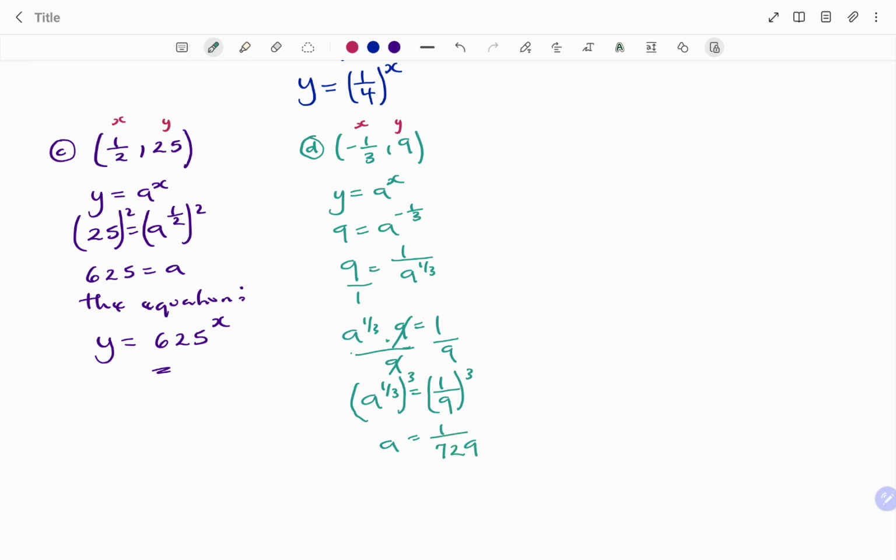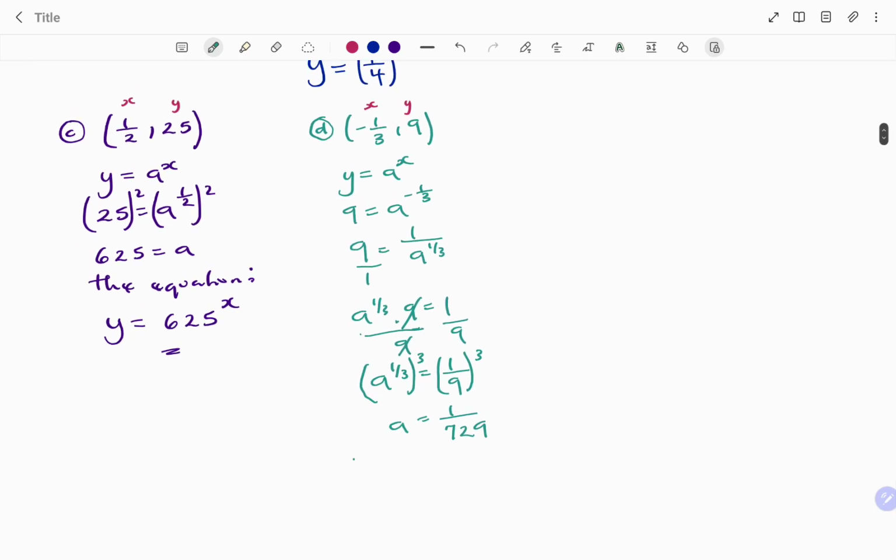729. Therefore, the equation will be y equals a, that's 1 over 729, to the power of x.